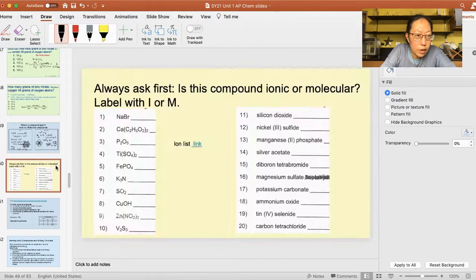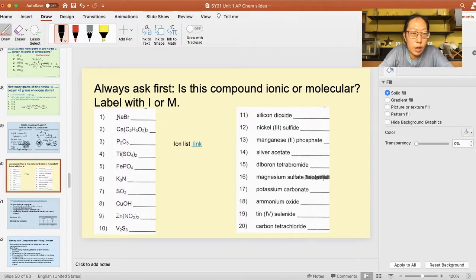Okay, so let's go here. We're going to go through here and just label through. I was going to go in order of people in the class, but some people are having trouble with the mute, so maybe I'll just do a couple on my own first, and then we'll see if you can complete the rest. We're going to label these as ionic or molecular.